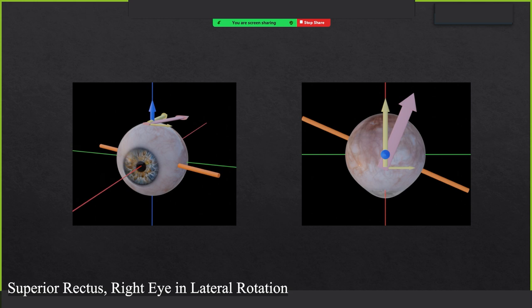Anyway, that was with the eye in primary gaze. And as you know, once you start moving the eye, you actually change all of these insertion angles. So let's take the right eye and the superior rectus. Let's deviate the eye laterally, rotate the eye laterally, and see what happens to the force vectors and see how they change their alignment relative to our axes of interest.